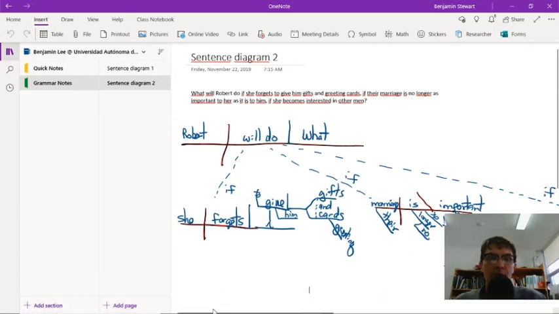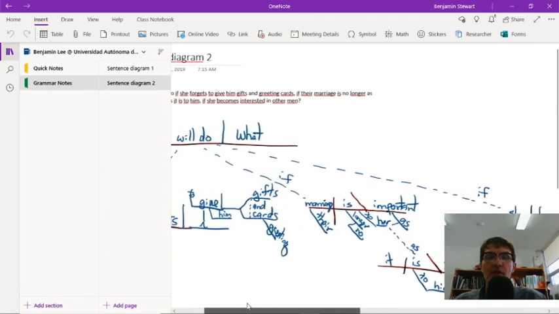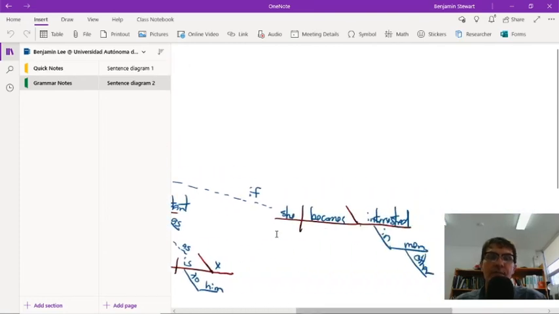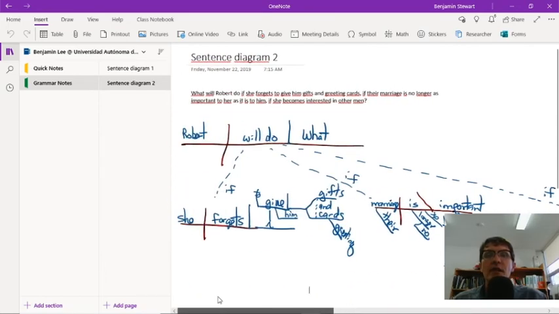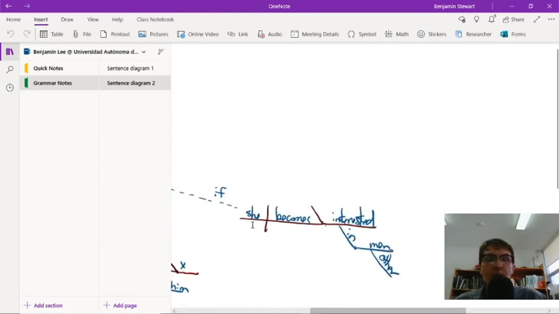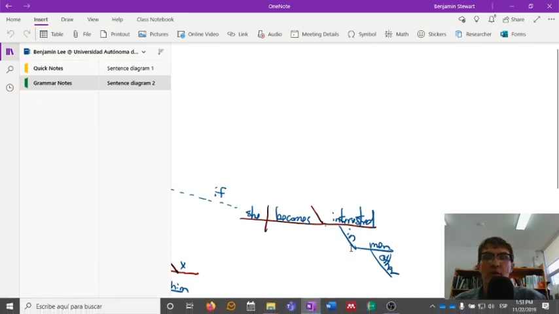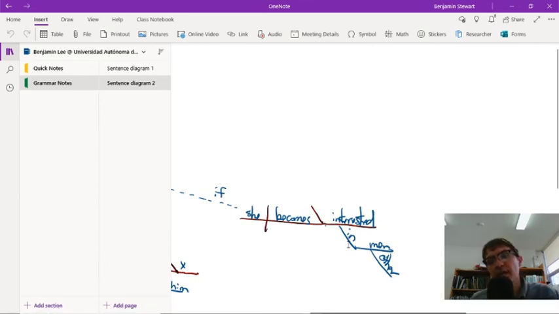All right, let's look at our final if clause, our final subordinating clause. And let's see, this is going to be if she becomes interested in other men. So she is our personal pronoun functioning as a subject. We have our linking verb becomes, and then we have the predicate adjective interested. This is also a verb in the past participle, and then we're going to have the prepositional phrase in other men.